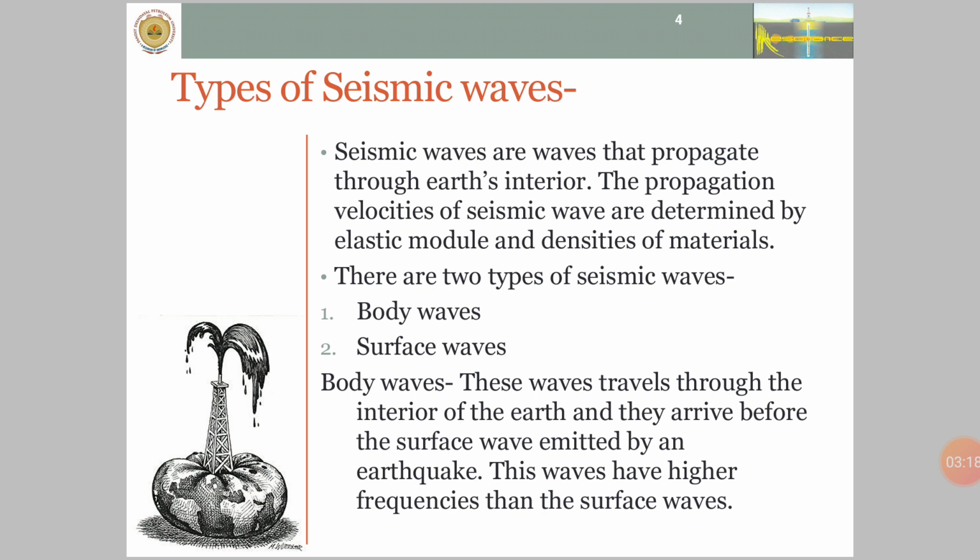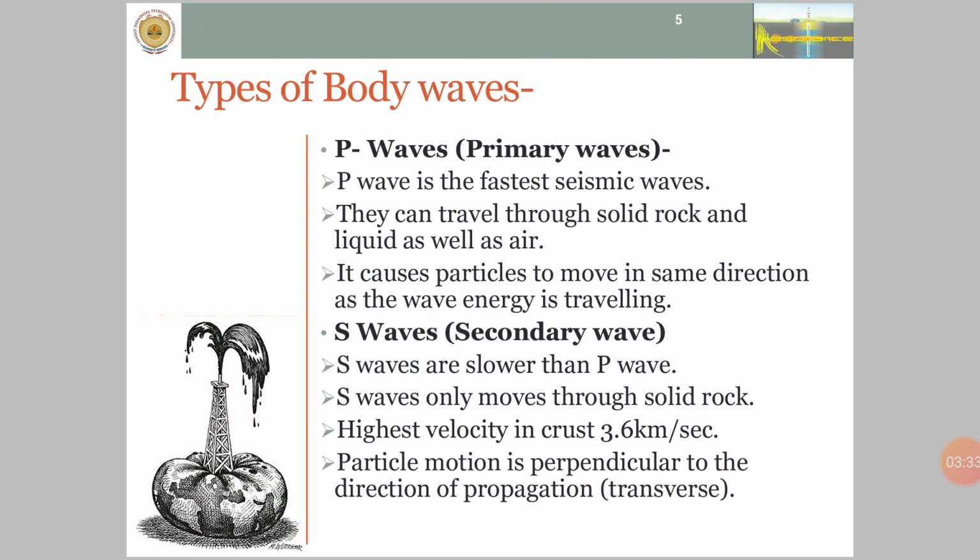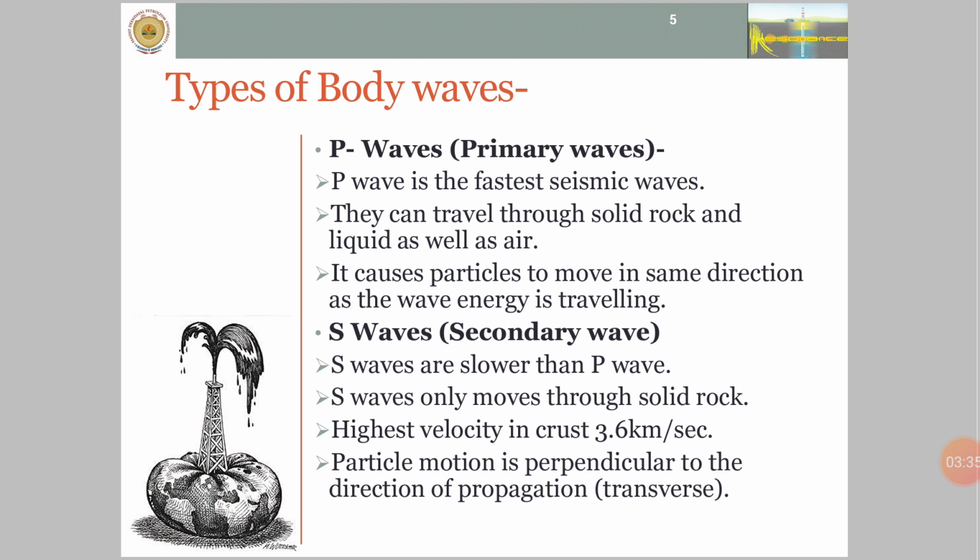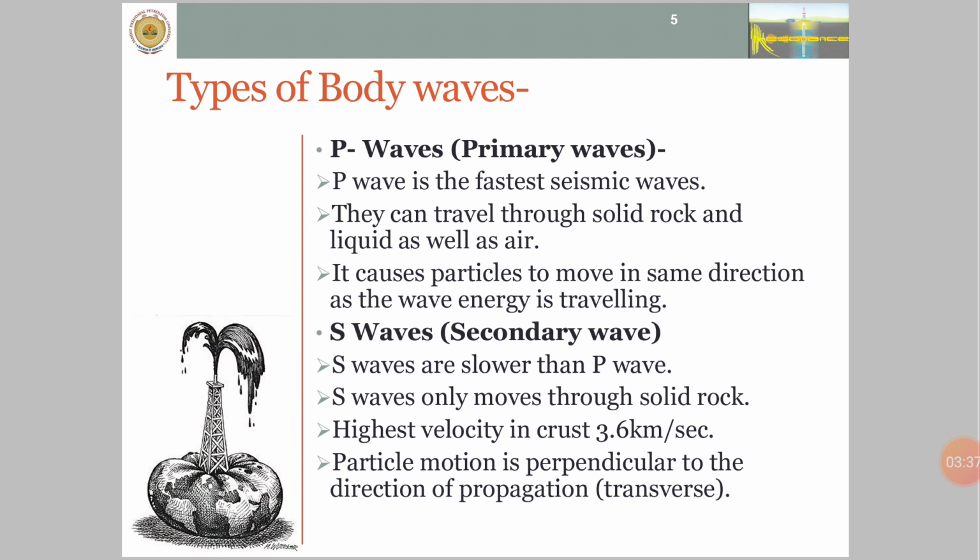Body waves travel through the interior of the Earth and they arrive before the surface waves emitted by an earthquake or by man-made disturbance. These waves have higher frequency than the surface waves. There are two important types of body waves which you need to remember always.